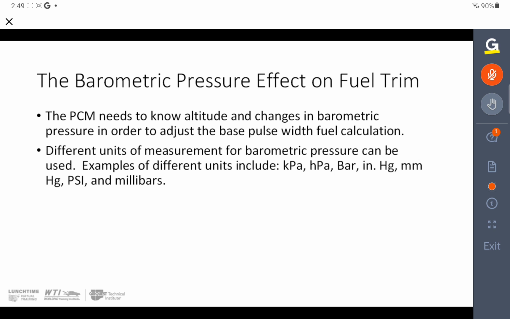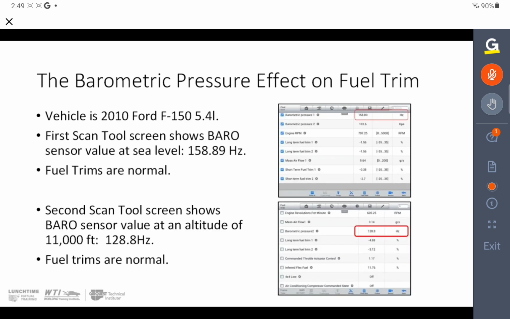There are calculators out there. ALLDATA has them, Mitchell has them. You can just Google it. A barometric pressure of this many kPa, what would that equal in millibars, or what would that equal in PSI? Again, it's easy information to find out. Just keep in mind, not every manufacturer is using the same scale or the same unit of measurement.